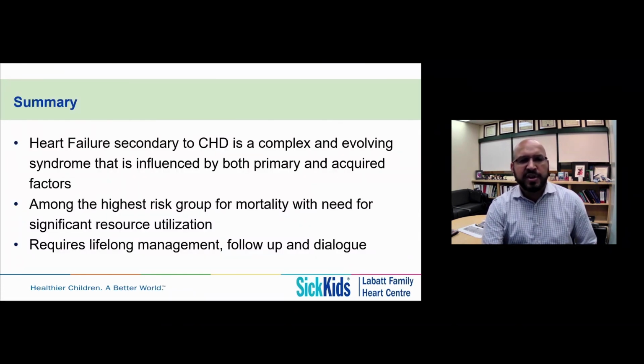And so in summary, heart failure secondary to congenital heart disease is a complex and evolving syndrome that is influenced by both primary and acquired factors. Among the highest risk group for mortality with need for significant resource utilization, and requires lifelong management, follow-up, and dialogue.